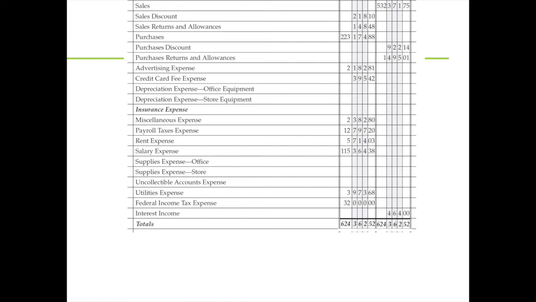Then we go through and add up the credit column, and obviously in this problem, we're going to come up with the same number, $624,362.52. If these two numbers do not equal out, remember you have to go back into your general ledger and figure out why they don't. After we're done and they balance out, we will double rule.